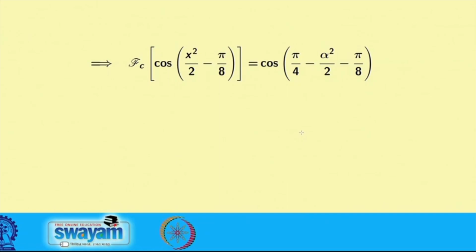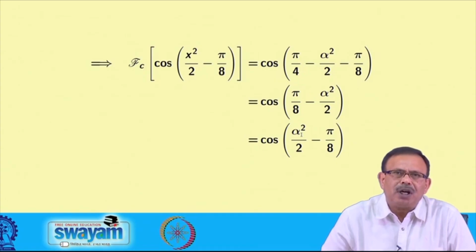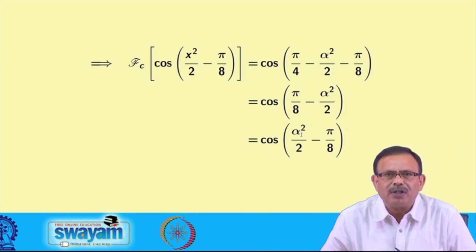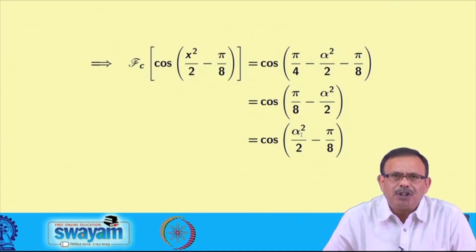Ultimately I am getting cos of pi by 4 minus alpha square by 2 minus pi by 8. This I can write down as cos of pi by 8 minus alpha square by 2, and this is again cos of alpha square by 2 minus pi by 8, since cos of minus theta equals cos theta. Therefore, the Fourier cosine transform of the function is the function itself, and we call the function reciprocal with respect to the Fourier cosine transform. Please note that it is with respect to the Fourier cosine transform, not the sine transform or like that.